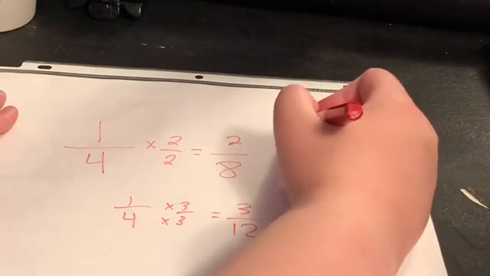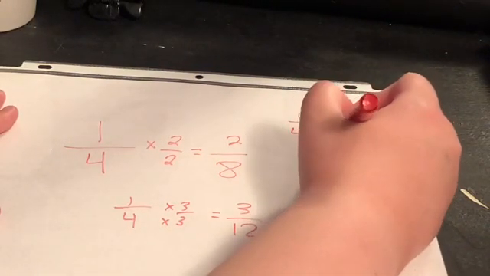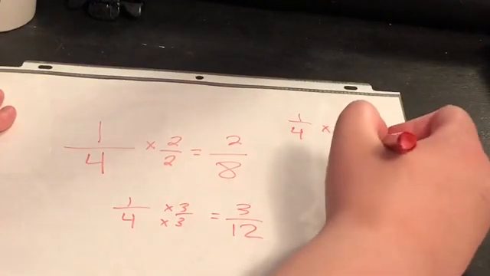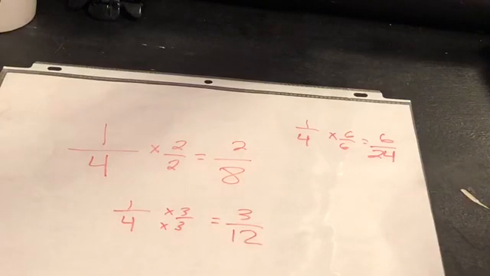Well, what if I did 1/4 times 6? 1 times 6 equals 6. 4 times 6 equals 24. An equivalent fraction to 1/4 is also 6/24.